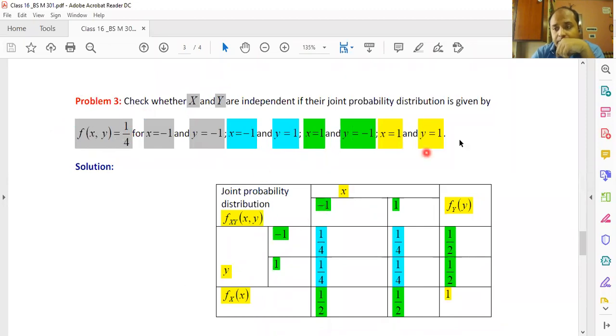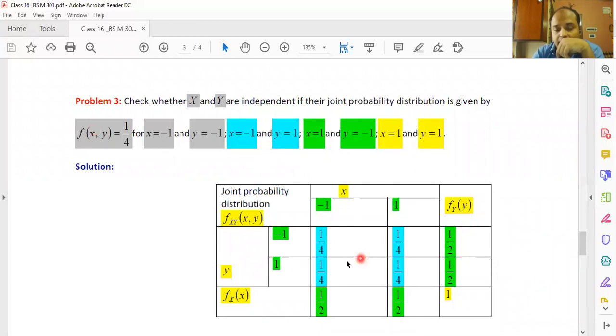So I have to prepare the chart. What I have done, I have put the range of x over here, which is -1 and 1 according to the question. I have put the domain of y over here, which is -1 and 1 also. And all the probabilities have been written like this: 1 by 4, 1 by 4, 1 by 4, 1 by 4, as it is given. The joint probabilities are the same for all the pairs of values.